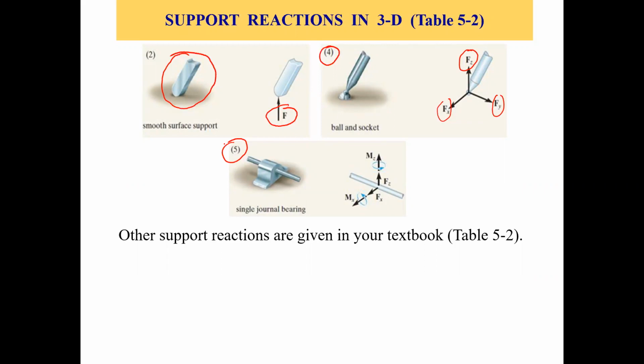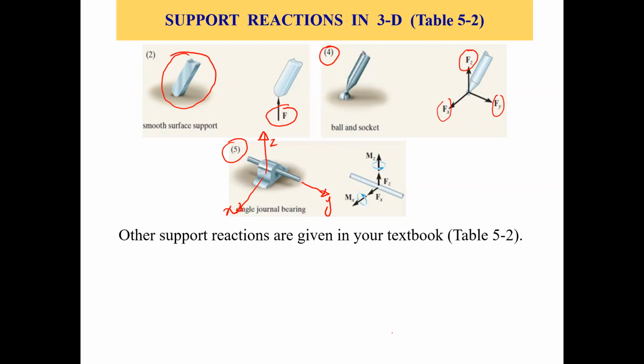So we already saw in the last slide about the journal bearing, which allows movement in one direction and restricts movement in two directions, right? So let's say in this case, if this is your y direction and this is your x and out of the page is your z. So it allows movement in the y direction, you can just visualize that, but it restricts movement in the x and z directions.